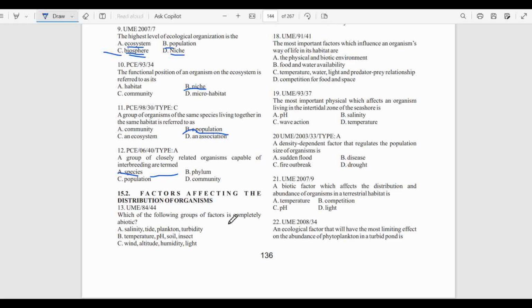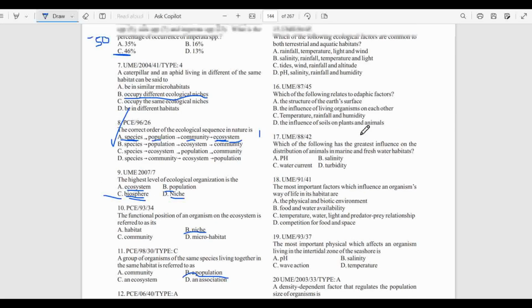Which of the following groups of factors is completely abiotic? So we have abiotic to be the non-living component, right? So salinity, tide, plankton, and turbidity. Now, plankton has already nullified this option. Plankton are plants, living organisms. We have temperature, pH, soil, insect. Insect nullifies this. Wind, altitude, humidity, and light. We don't need to go further. The right answer here will be option C.